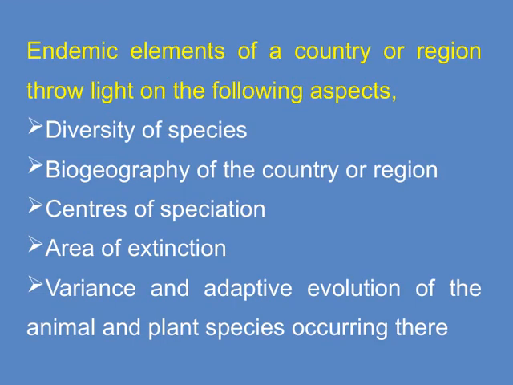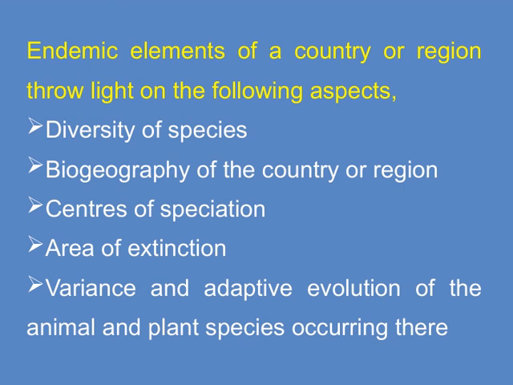Endemic elements of a country or region really help us understand several key aspects of its natural history. First, they shed light on the diversity of species that are unique to that particular area, highlighting the rich biological variety. Next, they give us insights into the biogeography, or the distribution patterns of species across the landscape, which tells us a lot about how the region's geography and climate influence life there. These endemic species often point to centers of speciation, places where new species have evolved over time, often in isolation, leading to high levels of endemism.